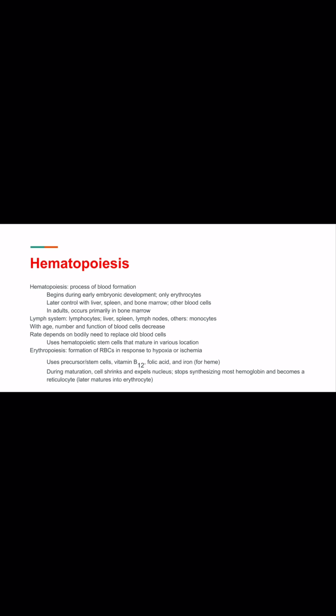The lymph system is also important in hematopoiesis, so you start seeing this process in the lymphocytes, the liver, spleen, and lymph nodes. With age, the number and function of blood cells decreases over time, and this rate typically depends on the bodily needs in order to replace the old blood cells. So this is happening via using hematopoietic stem cells that mature in various locations.